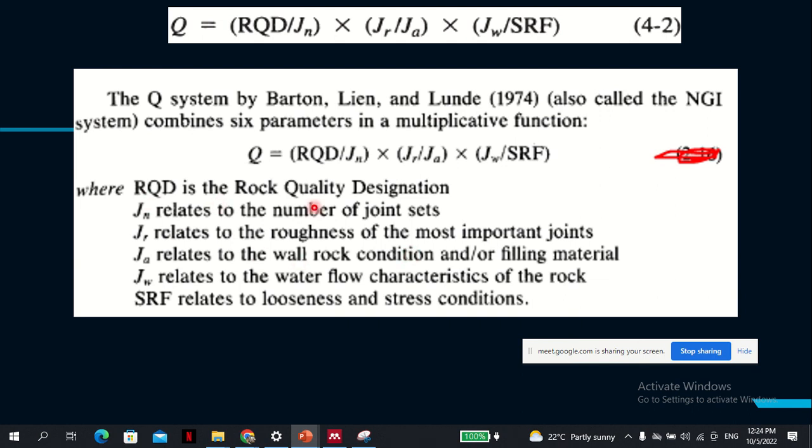So Jn is the number of joint sets. I've said this. Jr relates to the roughness of the joint. Ja relates to the wall rock condition and the filling material. Jw relates to the water flow condition of the rock, and SRF relates to the looseness and the stress conditions, as I've said.